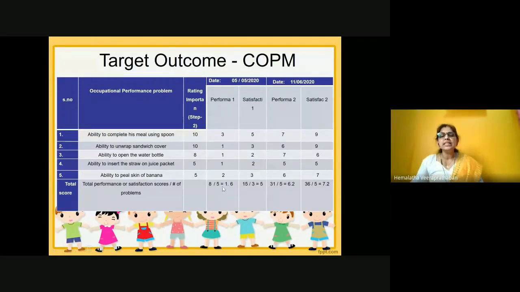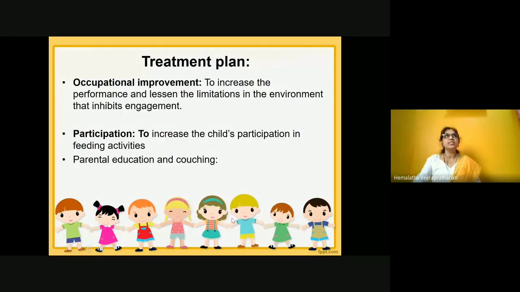So initially, by calculating the sum of satisfaction and performance by problem skills, performance was 1.6, and satisfaction was 5. And at the end of the sessions, it was 6.2, from 1.6 to 6.2 in performance level, and satisfaction from 5 to 7.2. So it's a marked difference, which really shows that the application of OT and the techniques and interventions was very successful for this child. The plan was occupational improvement and participation.